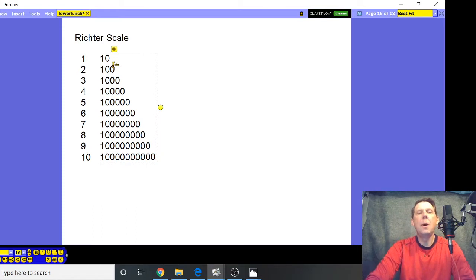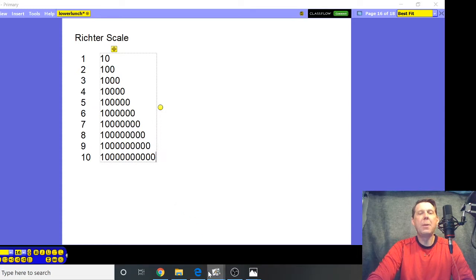So every time you move up a whole level, you move up 10 times that amount. Going from a 2 to a 3 would be like going from 100 to 1,000. That's a big jump. A 2.5 is still a big jump. If you're going from 100 to 1,000 and you go about halfway, that's still a pretty big jump in magnitude.